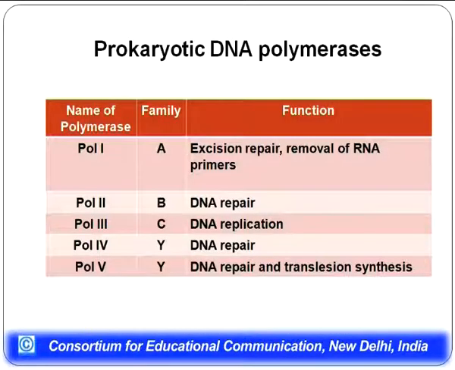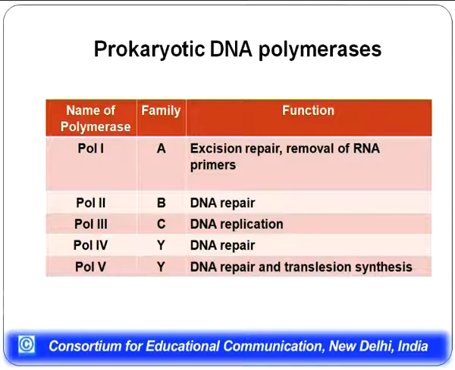After this particular discovery, a battery of enzymes which help in replication of DNA have been discovered in both prokaryotes as well as eukaryotes. In prokaryotes, namely 5 enzymes have been discovered which come under different families of polymerases. These enzymes are namely Pol1, which was discovered by Arthur Kornberg, which comes under family A and functions in excision repair of the DNA and also in removal of RNA primers which are formed during DNA replication.